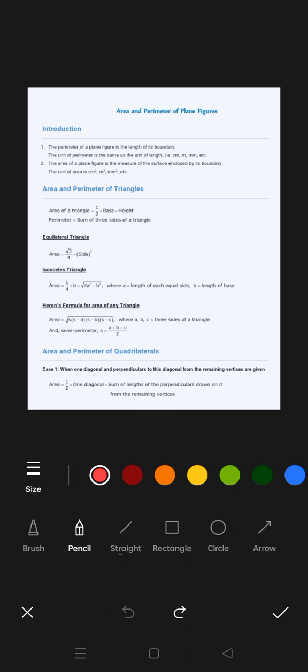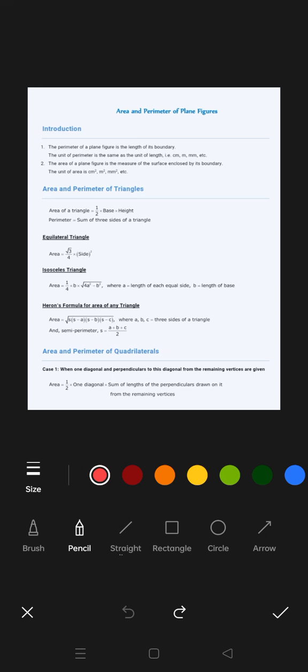So what will be the formula for the area of an equilateral triangle? Equilateral triangle means a triangle which has all three sides the same. What will be the formula for that? The formula will be under root 3 divided by 4 multiplied by side square. This will be your area of an equilateral triangle.